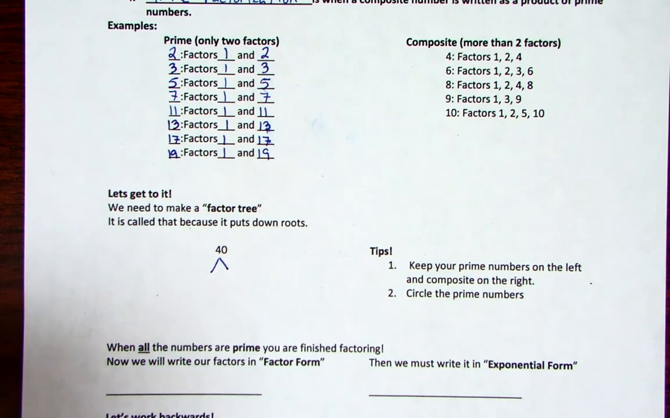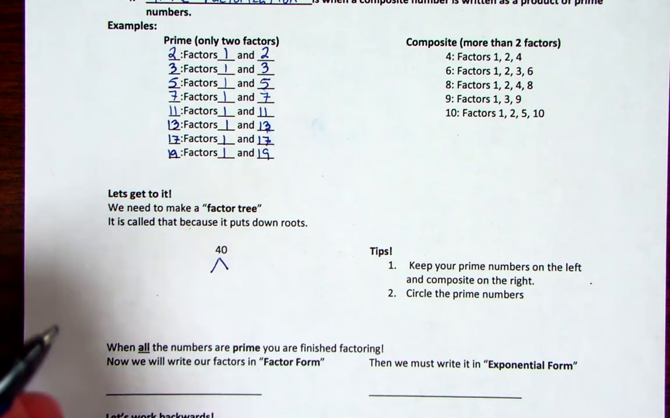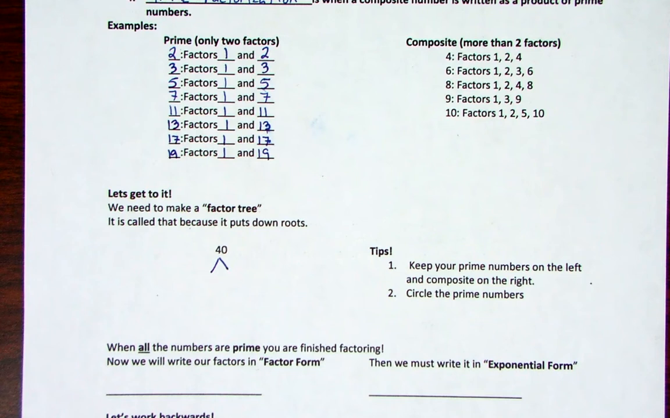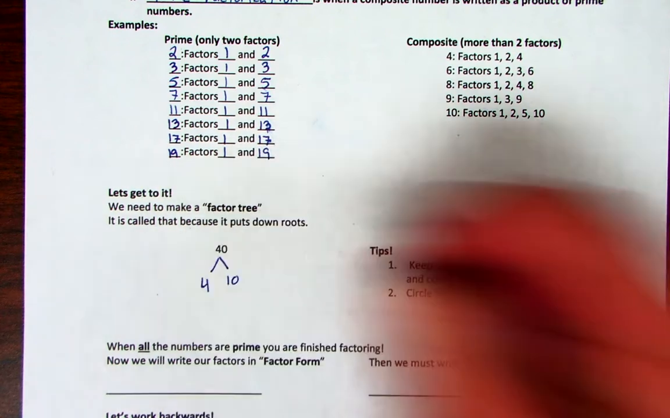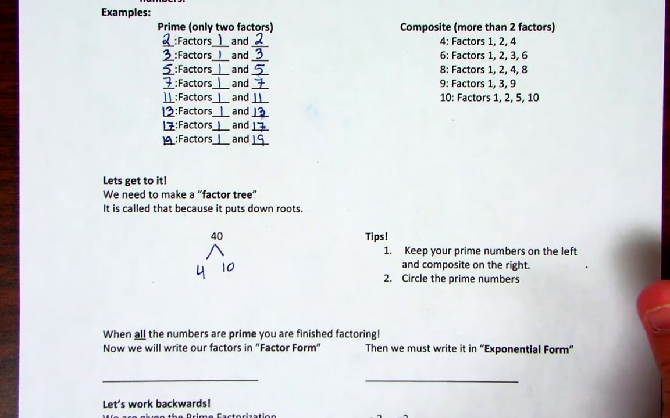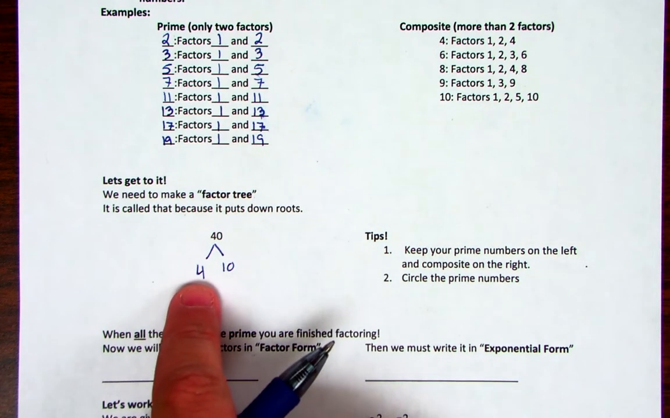It doesn't matter which whole numbers you use to multiply to give you 40, you will get the same exact answer. In this case, let's use 4 times 10. Well, you're going to have to break down our numbers until we get to prime numbers. Is 4 a prime number? No, it is not.